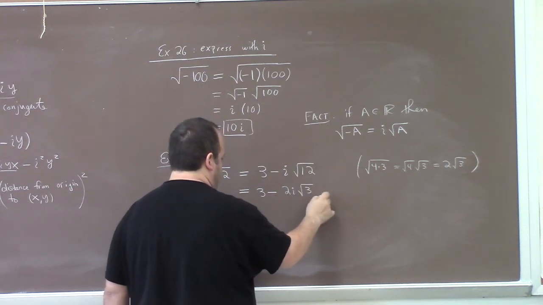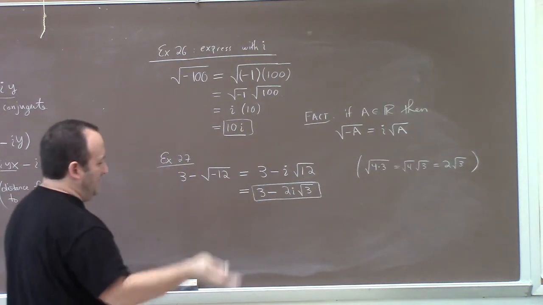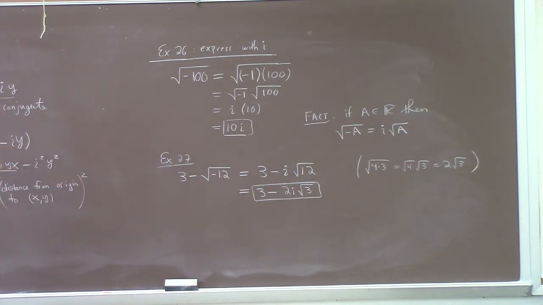I mean, that's just stylistically how I would write it. You could put the 2 after the root 3. You could put the i. The order of those factors is kind of immaterial. Just as a matter of style, I put it that way. It just looks right to me that way.